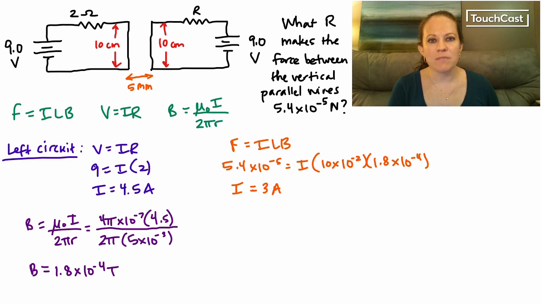Last but not least, how do we now get the resistance R? Well, we've got a current, we've got a voltage, Ohm's law. And we end at last with a resistance of 3 ohms in that right-hand circuit.